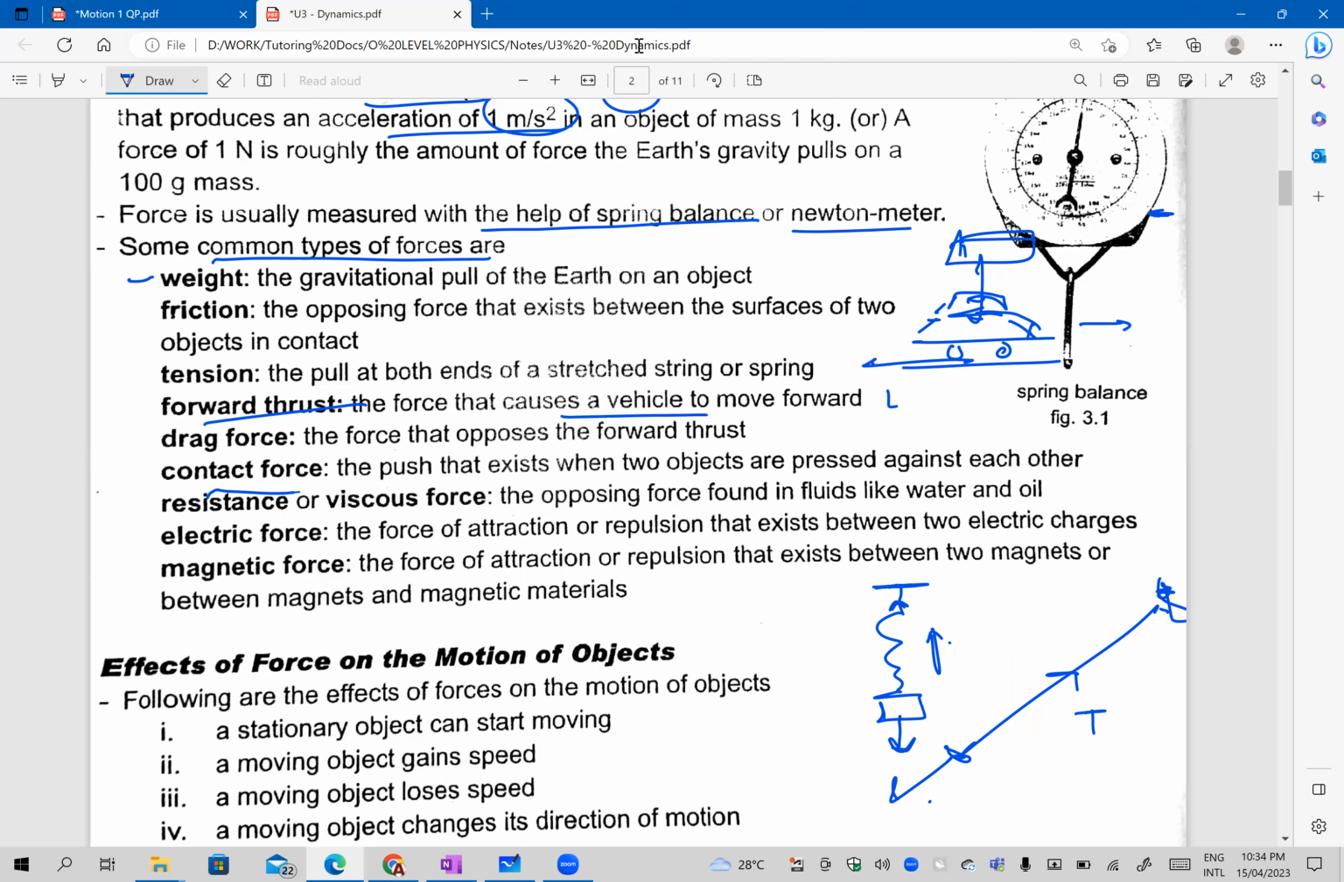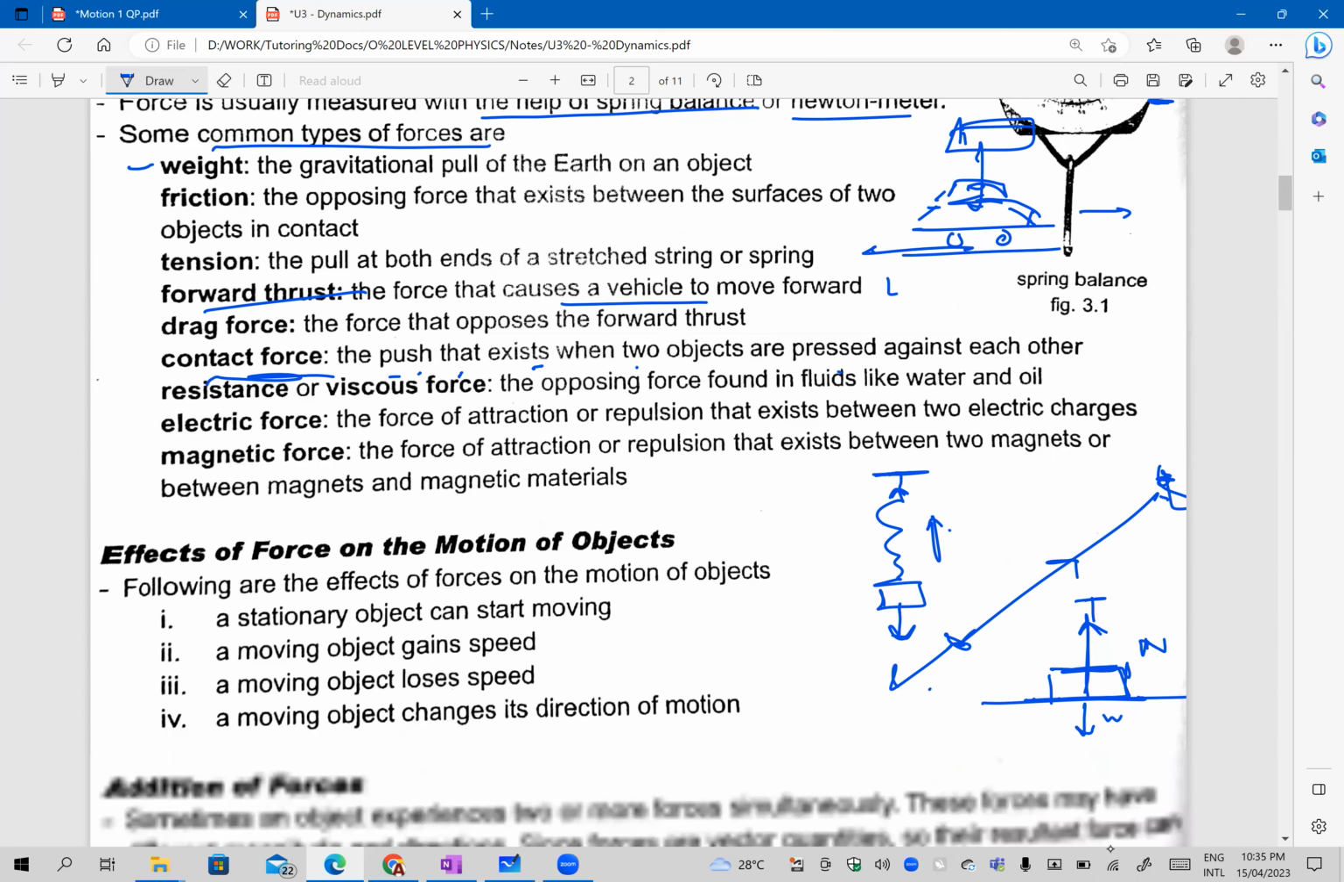Then there is contact force. So contact force is the push that exists when two objects are pressed against each other. For example, if there's a ground and you just place a box against the ground, there will be a contact force generated between the block and this surface, right? It's also known as the normal reaction force, which is against the weight because the weight acts downwards. This normal reaction acts opposite to the weight.